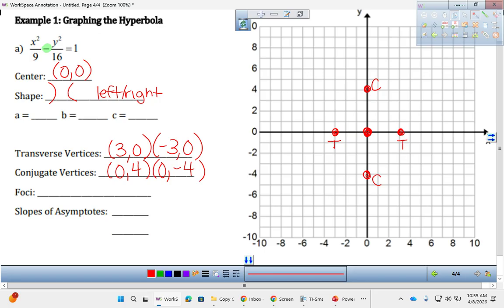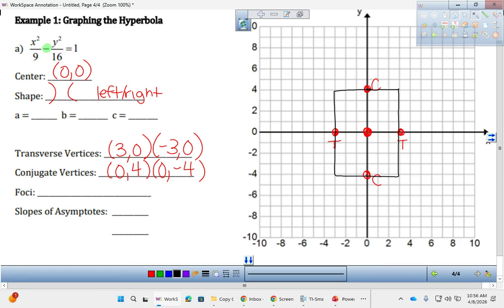All right, now you'll notice there's this thing called asymptotes. I'm going to skip to this part for right now, and I'll go back to the foci at the end. When you are creating your asymptotes, you're going to make a box around these points, okay? So I'm going to create a box around the 4 points that I just created, right? I'm connecting them, going the full length of transverse to transverse, wide, and the full height from conjugate to conjugate up and down, and I've created this box.